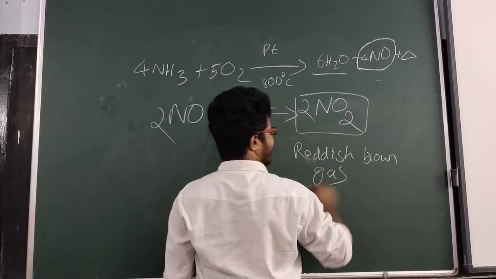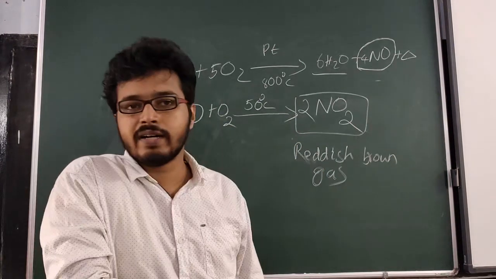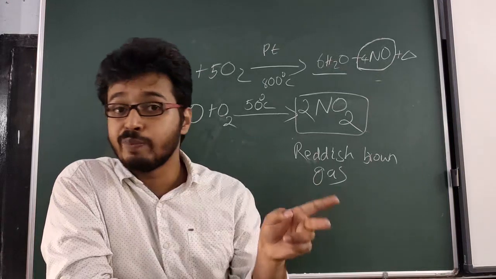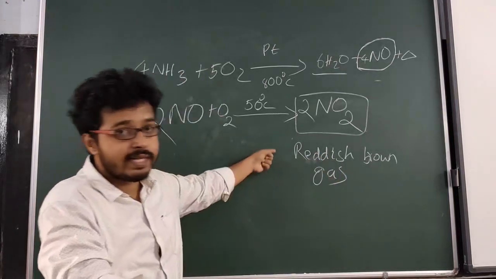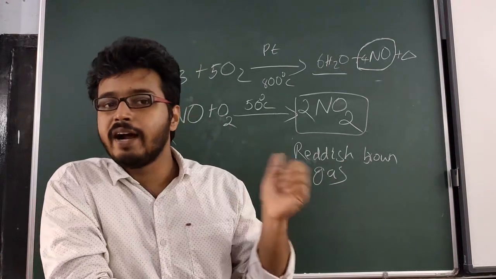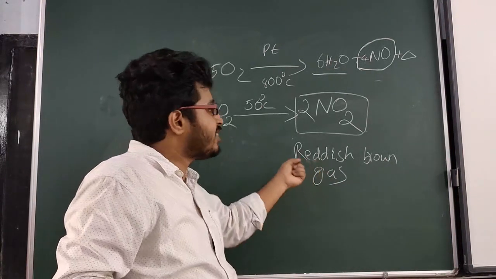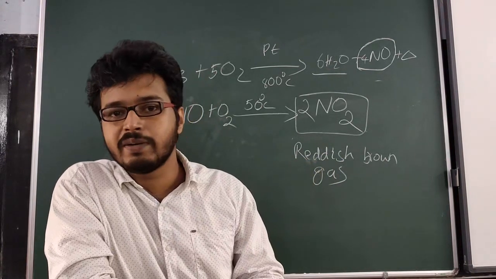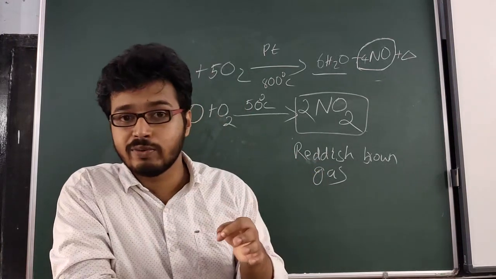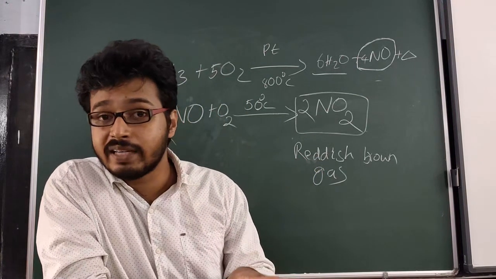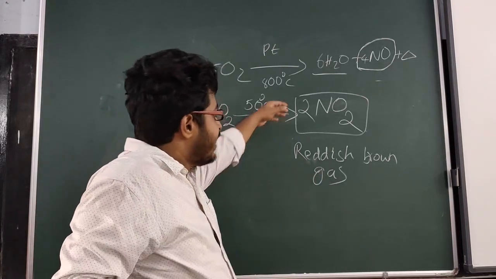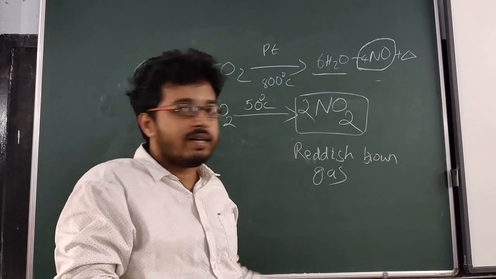So if in any part of your experiment there is evolution of reddish brown gas, that means there are two possibilities. One is the presence of NO2 gas and the other is bromine vapor, Br2. So if there is Br2 or NO2 gas, it can give reddish brown gas. Bromine is not there in your syllabus. So whenever you see reddish brown gas, not reddish brown fumes or reddish brown precipitate, if it is reddish brown gas, it is definitely NO2 gas that is involved in that process.